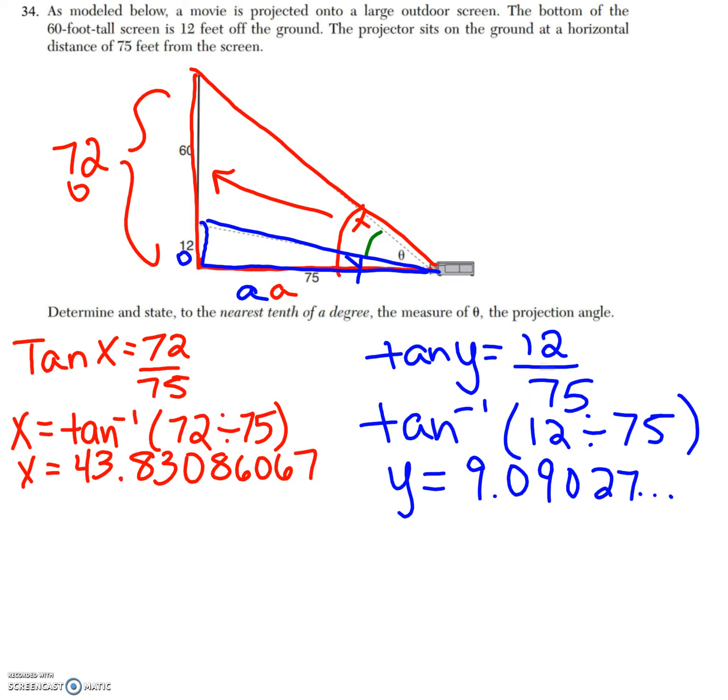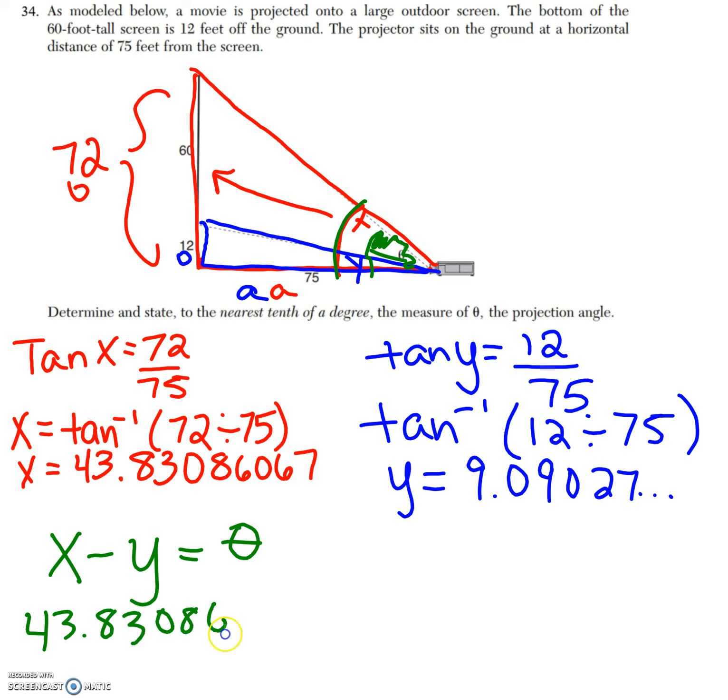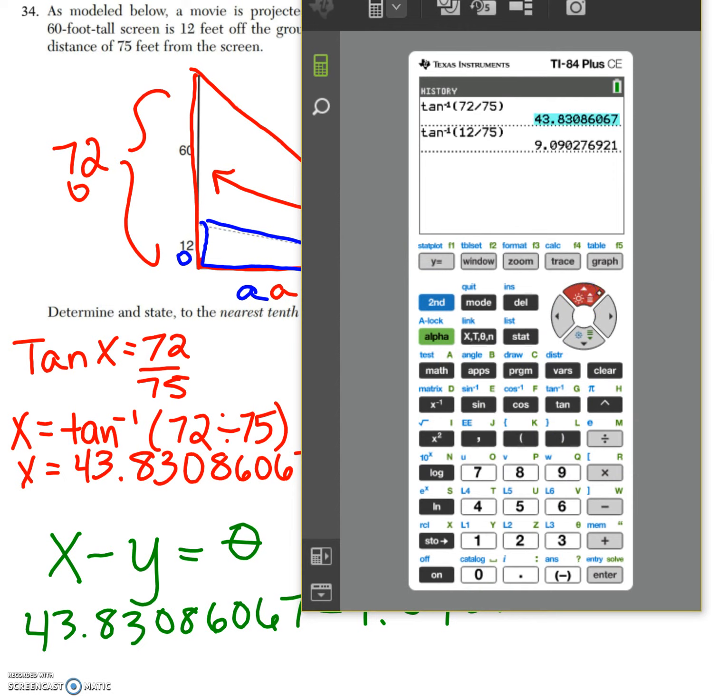Okay, so if I'm looking for this little angle in here, and I have a big angle and the other little angle, I could just subtract angle X minus angle Y to get theta. So 43.83086067 minus 9.09027. So I'm going to scroll up, highlight that, hit enter so I don't have to write it over, minus, scroll up, highlight that answer that I want, hit enter. And my answer is 34.7405.